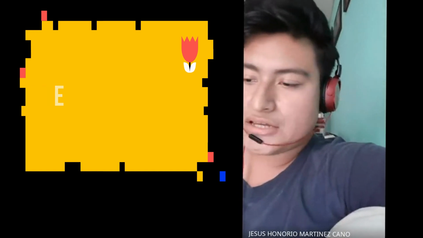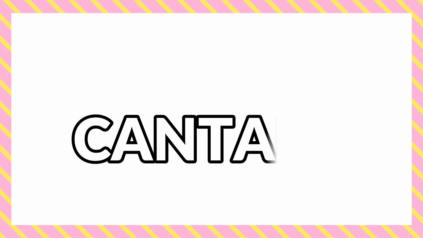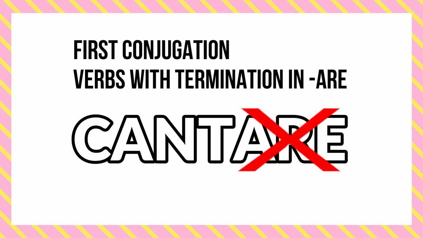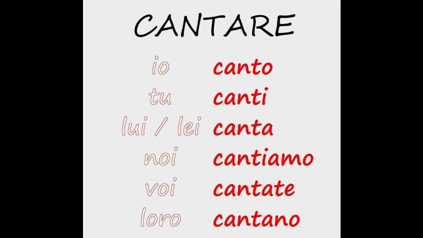To form the present conjugation of a regular verb in Italian, you must eliminate the ending of the infinitive that distinguishes them and add the corresponding conjugated ending depending on the person. For example, the verb cantare: you remove the ending -are, and the root cant- will be the one that is conjugated in each person with the corresponding ending. Io canto, tu canti, lui, lei canta, noi cantiamo, voi cantate.